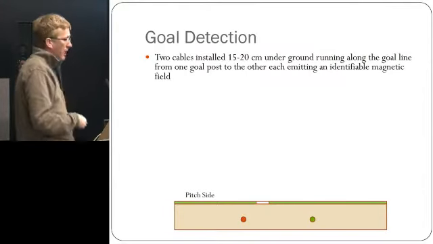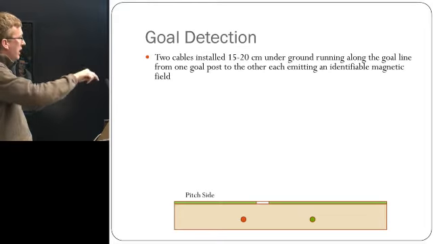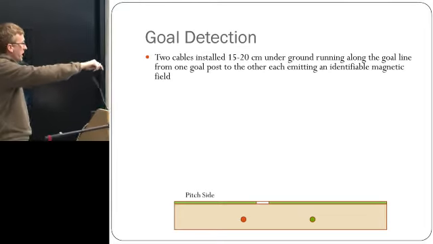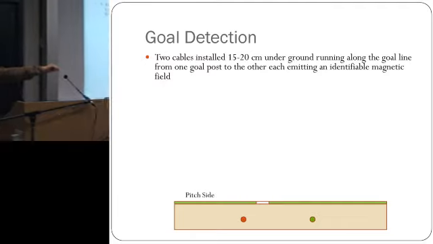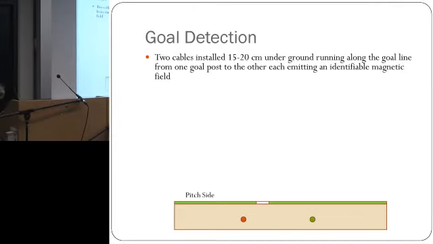So, how does this Kairos system work? Basically, you have two cables. This is a bit of a simplification, but you have two cables laid under the turf. And each one has a current flowing through it. And I've denoted them here as a red one and a green one.